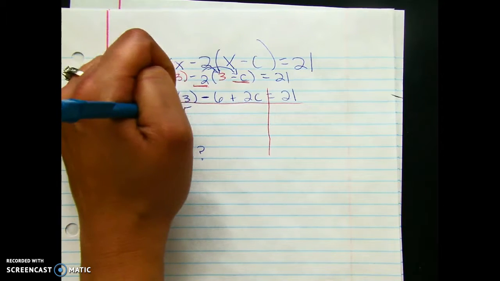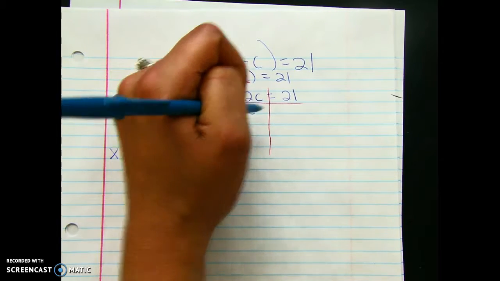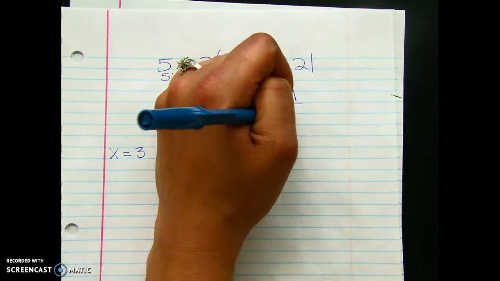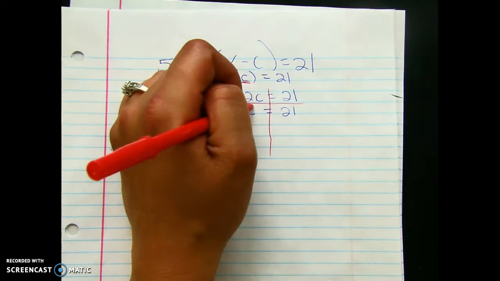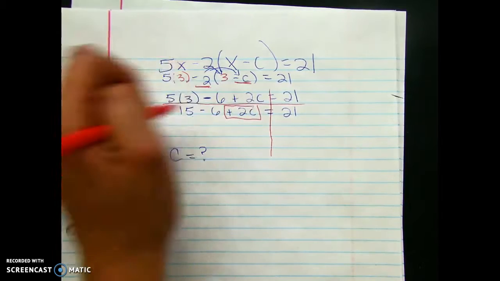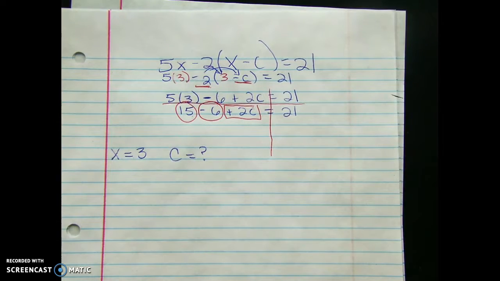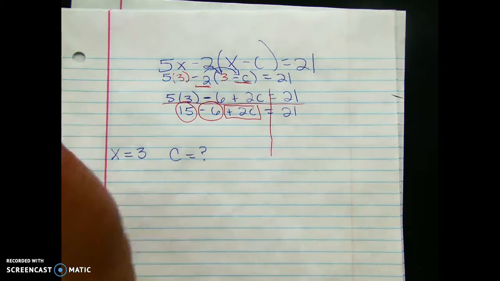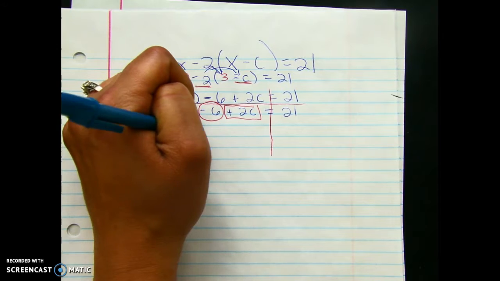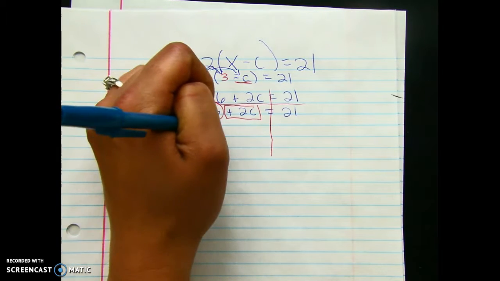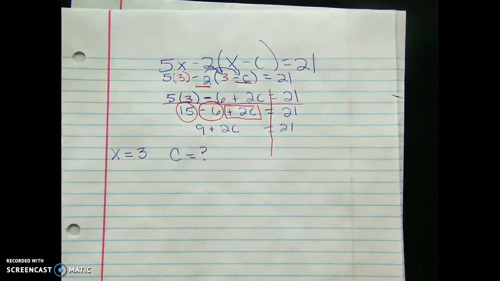I'm going to see this as 15 minus 6 plus 2c equals 21. If I follow my step and I box my variables with the operation in front and circle my constants, I can see I have two circles and I can combine those. 15 minus 6 is going to give me 9 plus 2c equals 21.